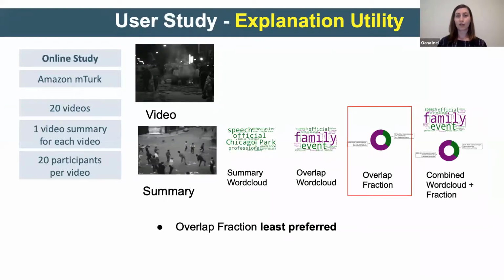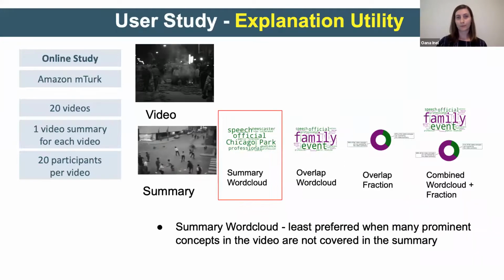The explanation overlap fraction was overall the least preferred visual explanation. This indicates that, in general, the quantity coverage dimension has the least representativeness utility when used alone. The summary word cloud explanation is also among the least preferred, especially when the original video contains many prominent concepts and only few are covered in the video summary.